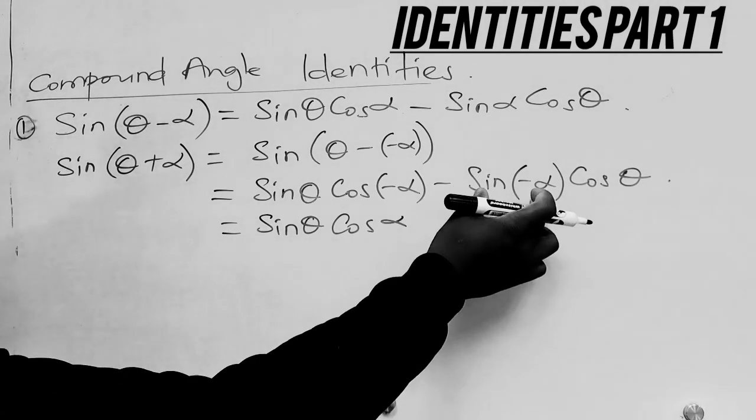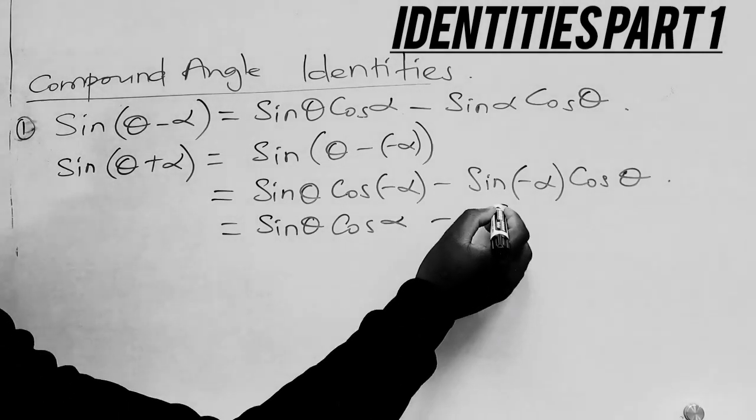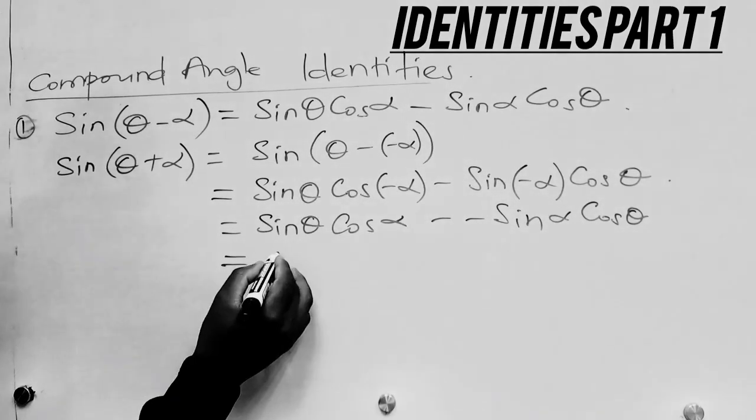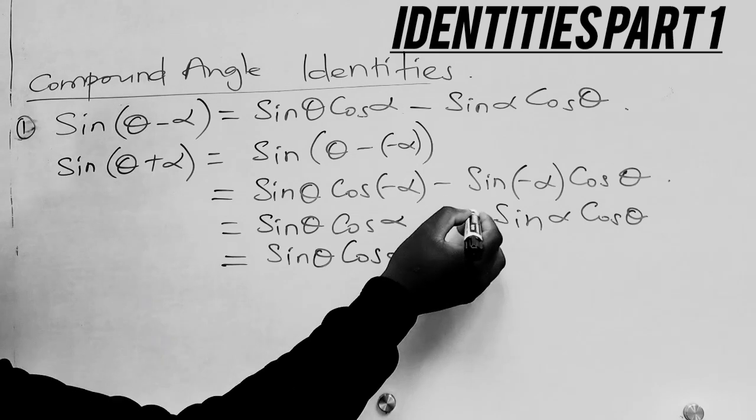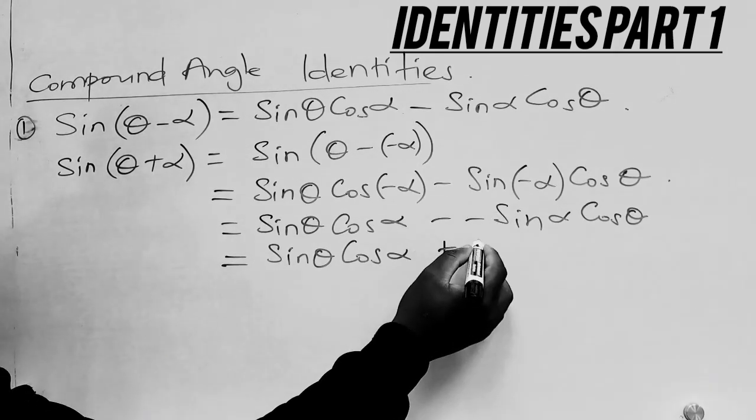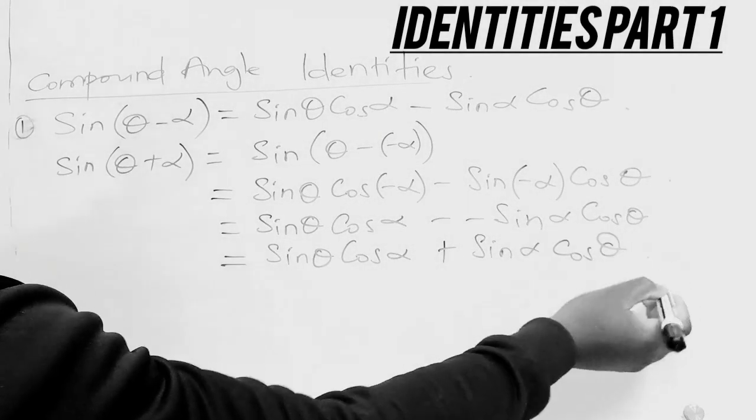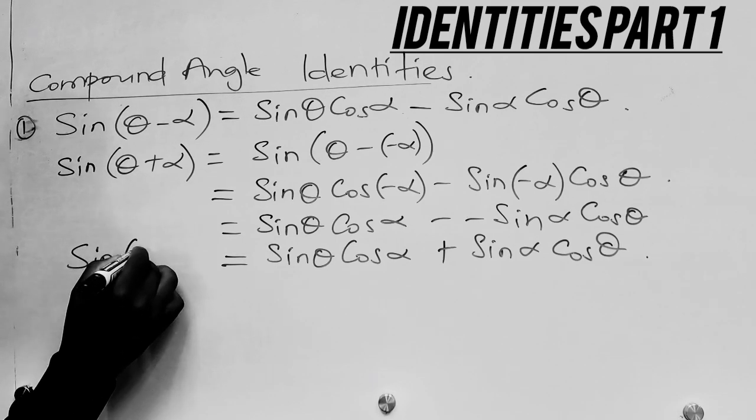Alright, let's see this one. This is negative alpha, still in the fourth quadrant. Is sine positive or negative in the fourth quadrant? Sine is negative. So this reduces to negative sine alpha cos theta, which gives sine theta cos alpha, and negative and then negative gives a positive, sine alpha cos theta. So this is our identity for sine theta plus alpha.